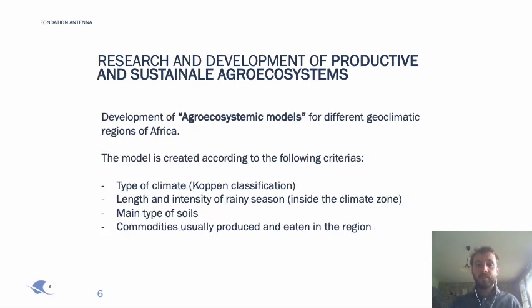So we developed these models for different geoclimatic regions of Africa. The idea is to have a map of the different climates and to have a corresponding typical farm for each climate. So we will make models according to the climate, the length and the intensity of the rainy season, the main type of soils in the region, and the commodities that people eat and produce in this region.